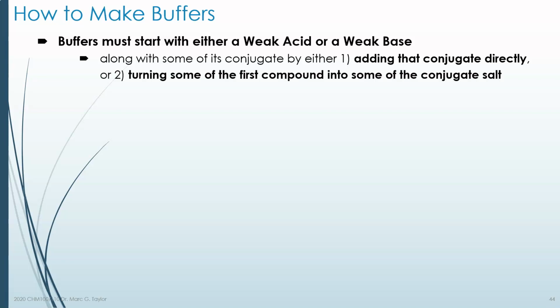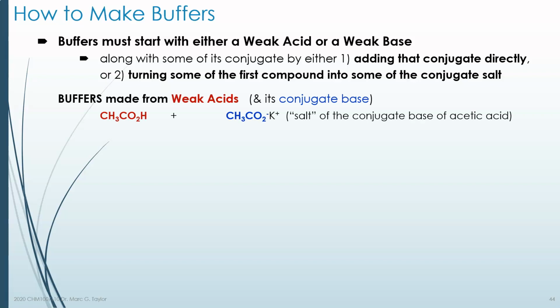The other way is a little trick that chemists and biochemists use all the time. If they only have one of these two weak components, the weak acid or the weak base, you can turn some of the weak acid into a weak base by adding strong base to it, but only a little bit of strong base, and I'll show you that in a second. Or you can start with weak base and turn a little bit of it into weak acid by adding a little bit of strong acid. So here are the standard ways where you're making it directly.